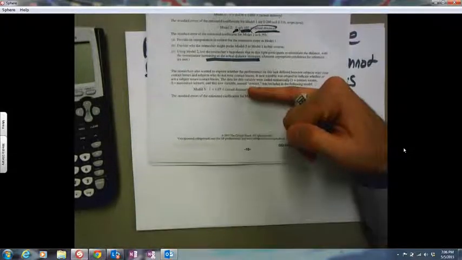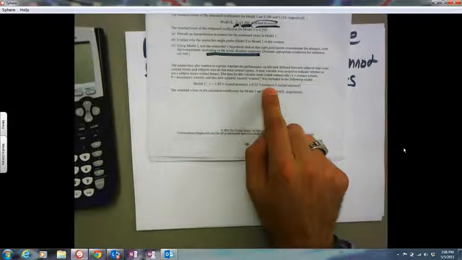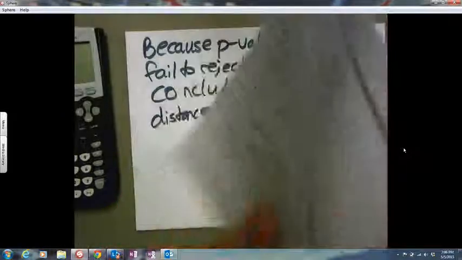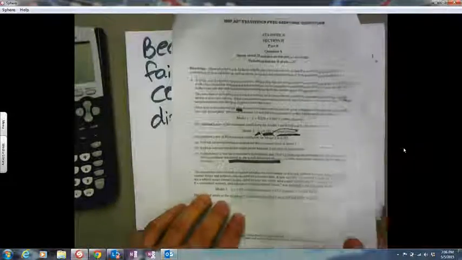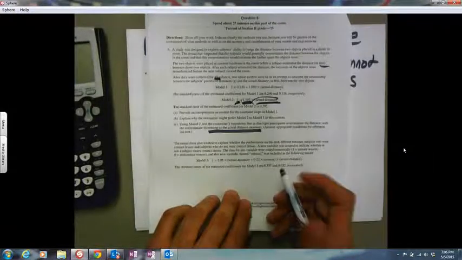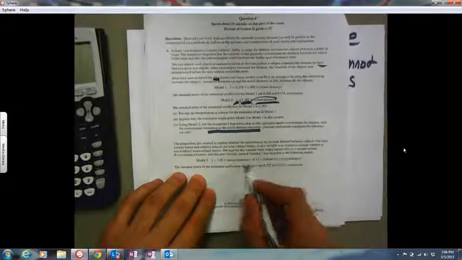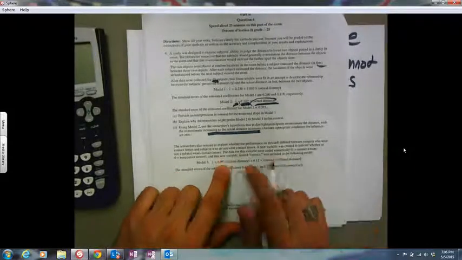Alright, and what is it asking us here? Using Model 3, sketch the regression for contacts and non-contacts. So let's do contacts. If the actual distance is 0 with contacts, what happens? This is 0, so these all go away. So it's going to be 0, 0. Everything goes away, so this starts off at 0, 0.